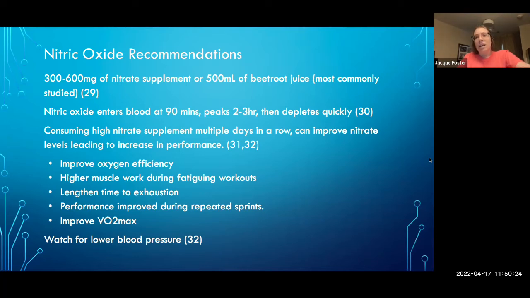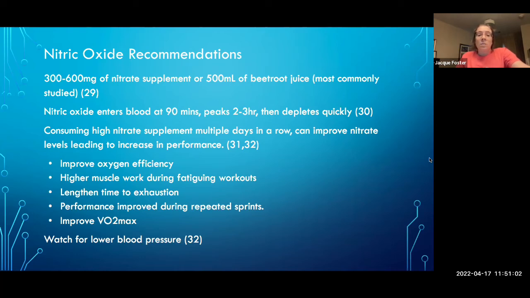The other thing is that consuming juice like this can cause a lot of GI upset. There are over-the-counter supplements now, or little shots that you can do, that get you this nitrate supplement. Those might be better for your athlete just due to the fact that you don't get as much GI upset. It's important to take these about 2 to 3 hours before you work out. Nitric oxide enters the blood at 90 minutes and peaks at 2 to 3 hours, and then it depletes quickly.